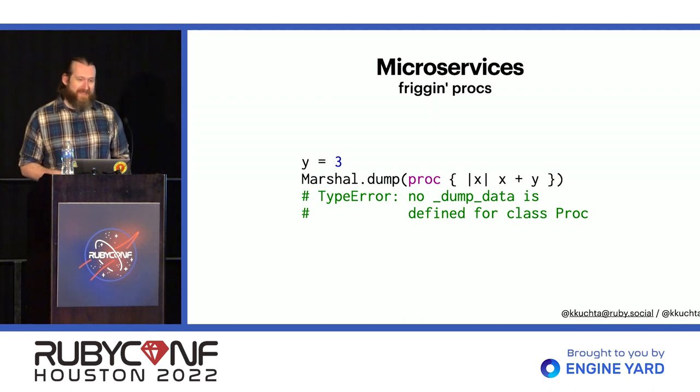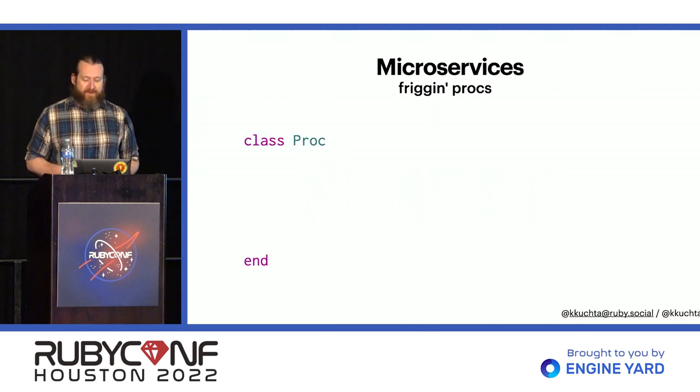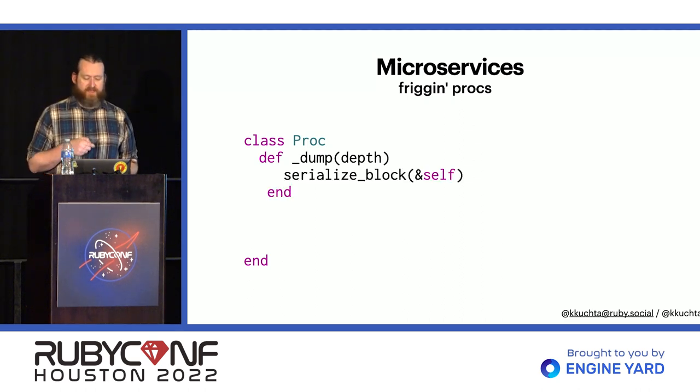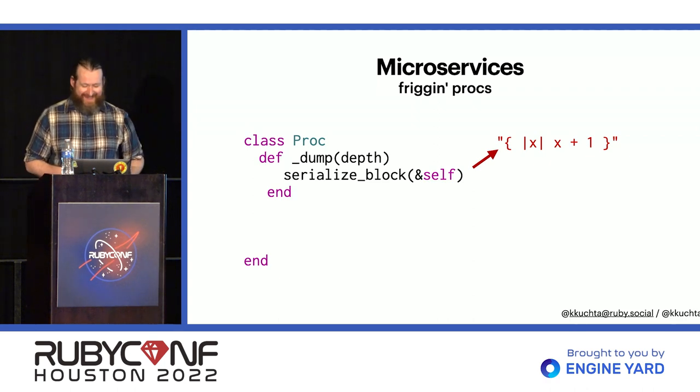Because it turns out you can totally tell Marshal how to serialize things it doesn't know how to serialize. You do this by defining a couple methods on the class of whatever instance you're trying to serialize. First, we have to define a dump method. And this method should serialize whatever proc is trying to be serialized. We're going to do this with a method called serializeBlock. We'll look at how that works in a second. But what it does is it's going to serialize the current proc into a string representing that proc, just as raw source code, basically. Some people can already see the implications of this.